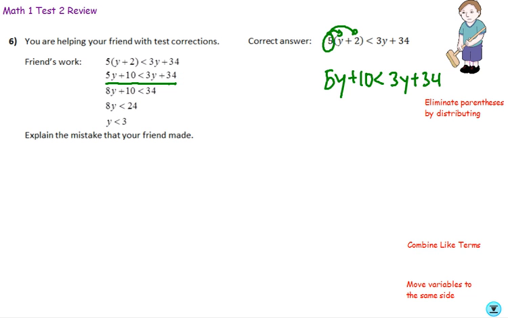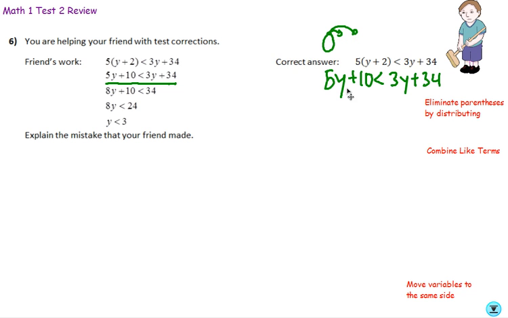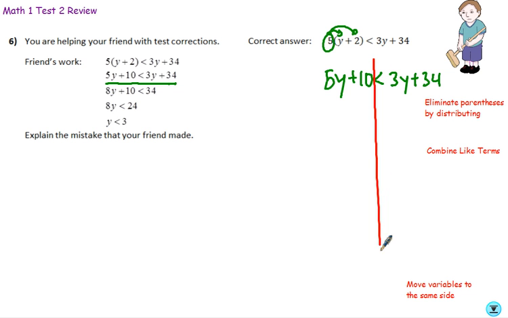Next, we want to combine like terms. If I'm looking at like terms in this case, I've got a y and a 10. That's not a like term. And actually, even visually, I can separate this out. Let me put my kind of wall here. So 5y and a 10, that's not a like term. 3y and a 34, that's not a like term.